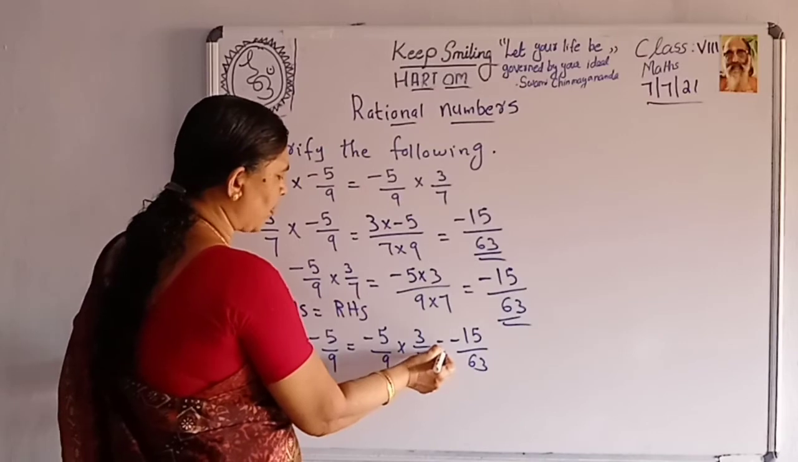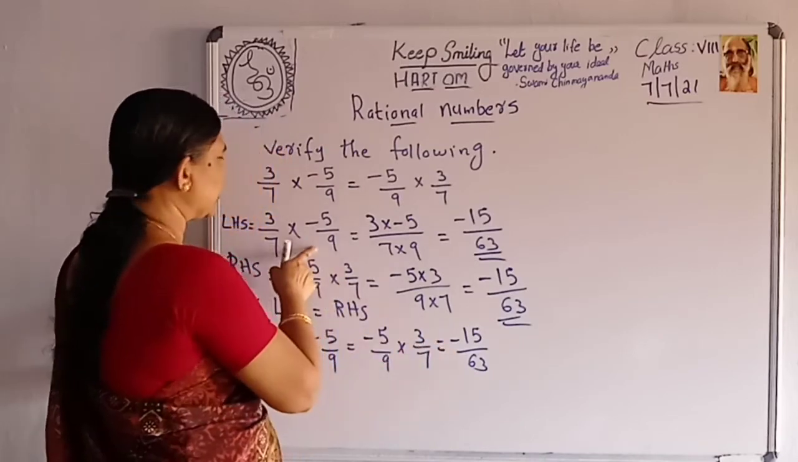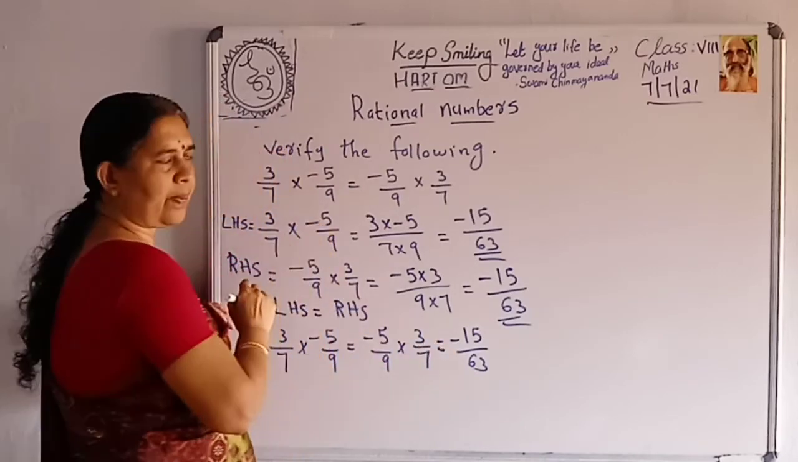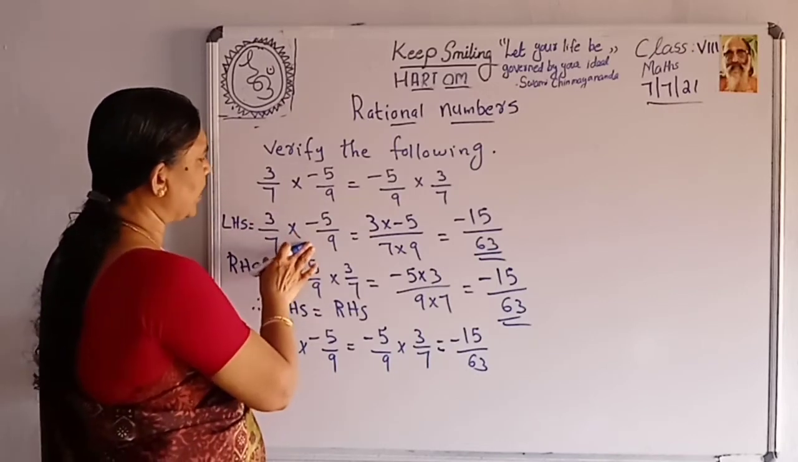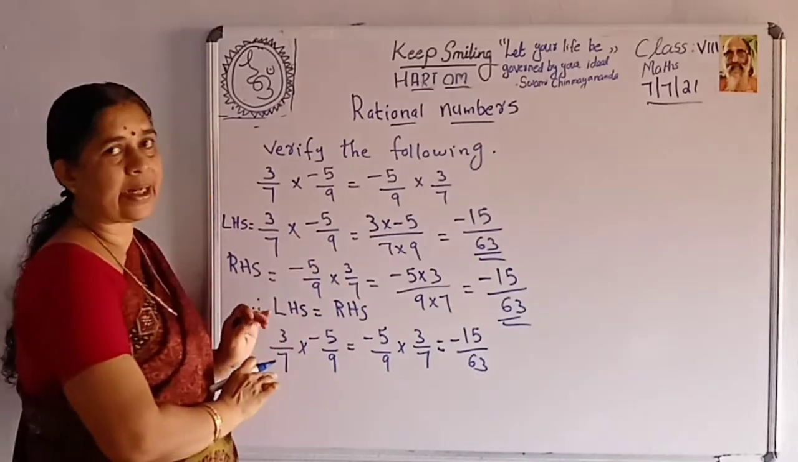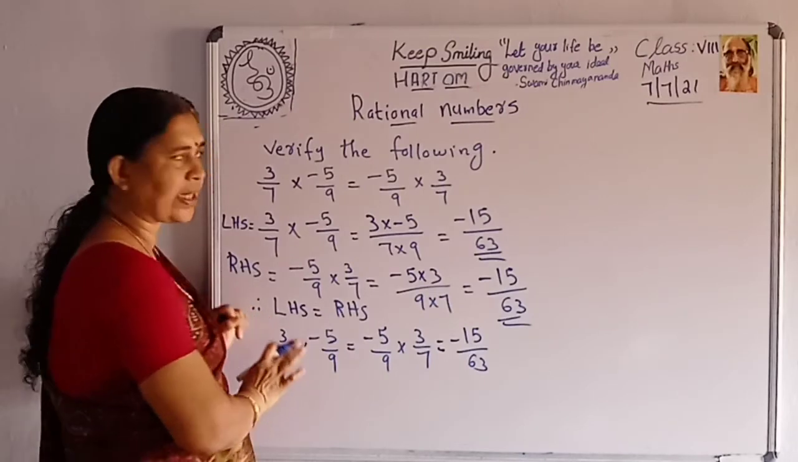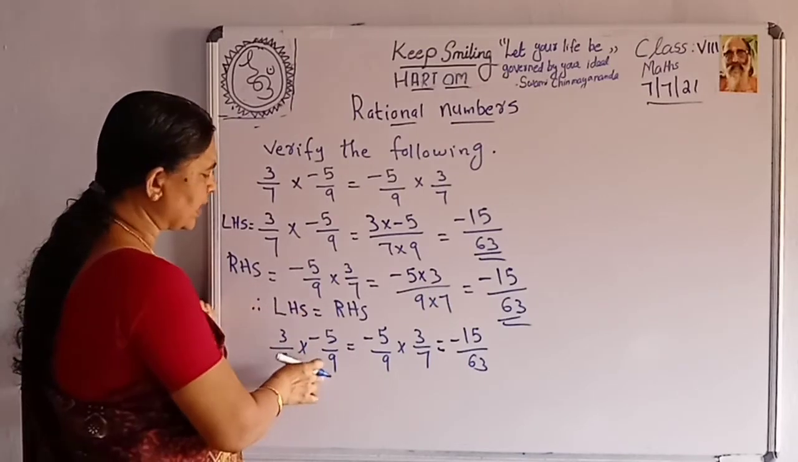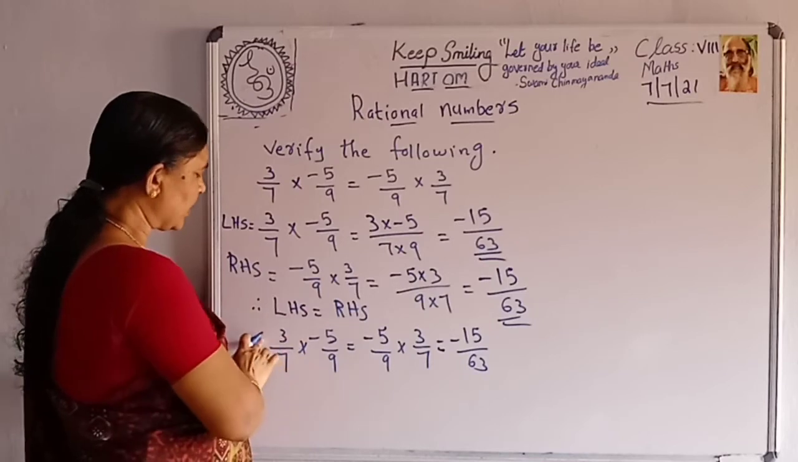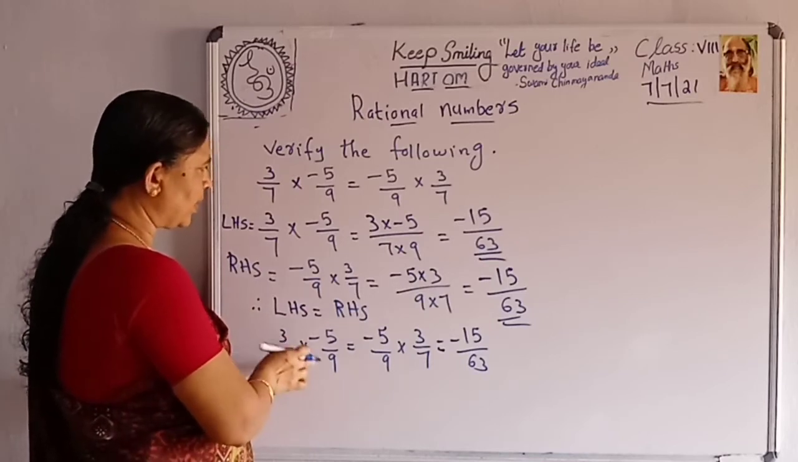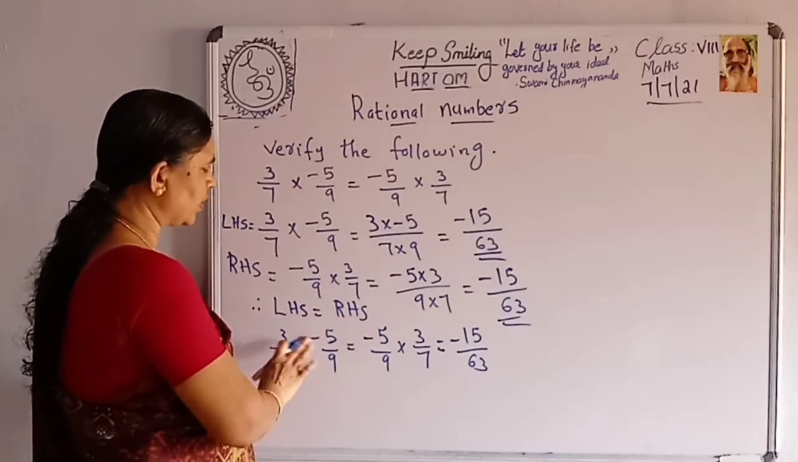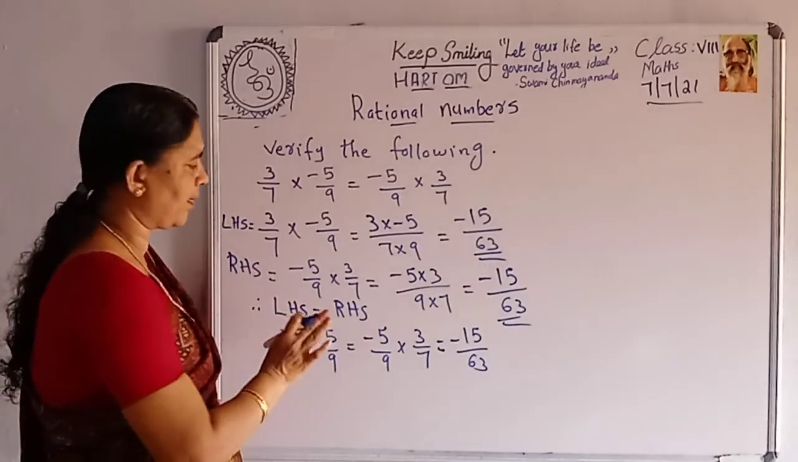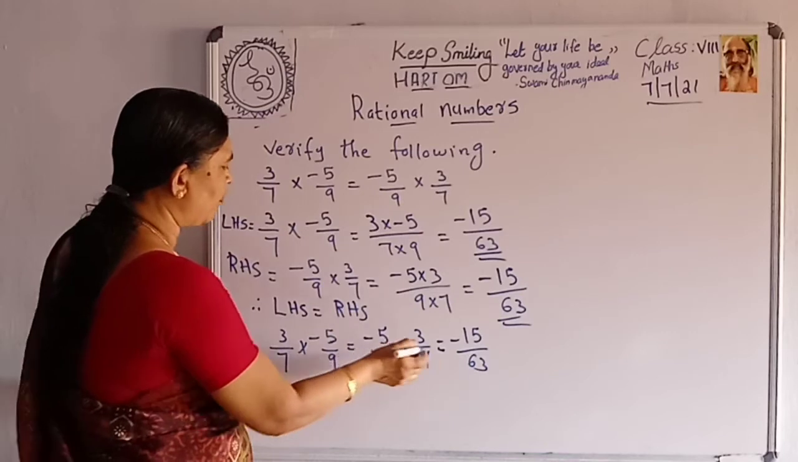Then what is the property we use here? This property is called the commutative property. That is, if A and B are two rational numbers, then A into B is equal to B into A. If you multiply first A and then B, then A into B is equal to B into A. If you change the order, the product remains the same. That is the commutative property of multiplication.